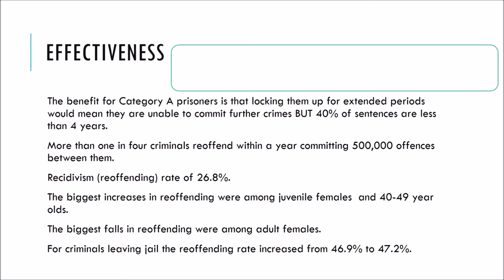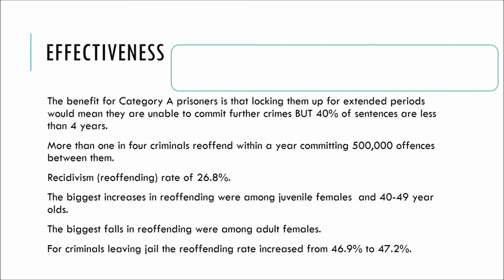Now, other figures which are relevant to how effective prisons are is that more than 1 in 4 criminals will go on to re-offend within a year of committing a crime, and that means that there's 500,000 offences between them. Then there are recidivism rates, and by recidivism we mean whether somebody goes on to be a multiple offender, so to re-offend. So recidivism or re-offending rates are at 26.8%. That means that quite a large number of people who are released from prison will go on to re-offend.